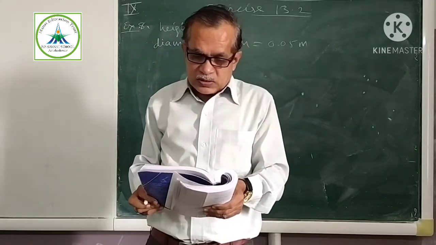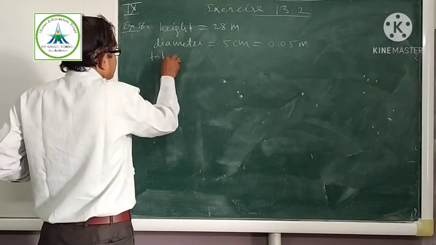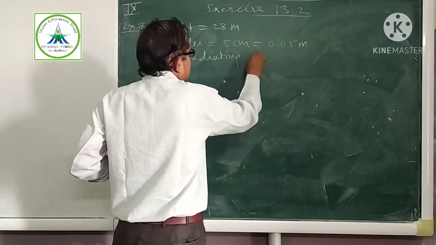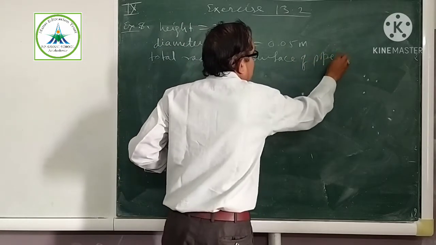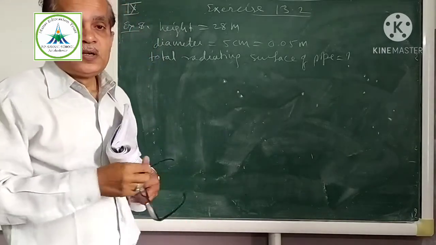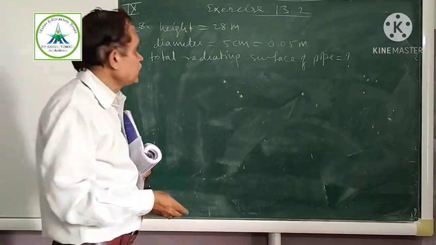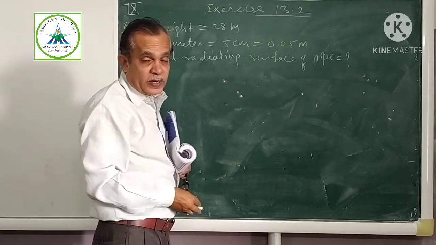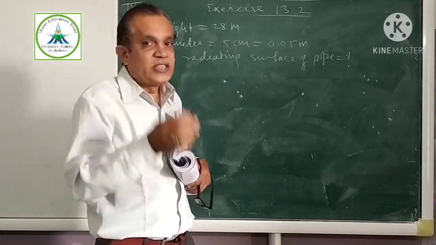Find the total radiating surface in the system. Total radiating surface. Surface of pipe. In water heating systems, tubes are there, water flows through, and that pipe through which water is flowing is 28 meter long, diameter is 0.05 meter. They are asking total radiating surface, means curved surface. So CSA of pipe is asked.